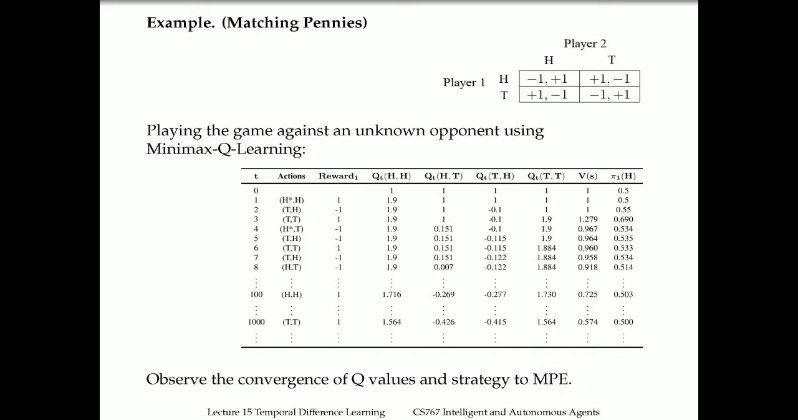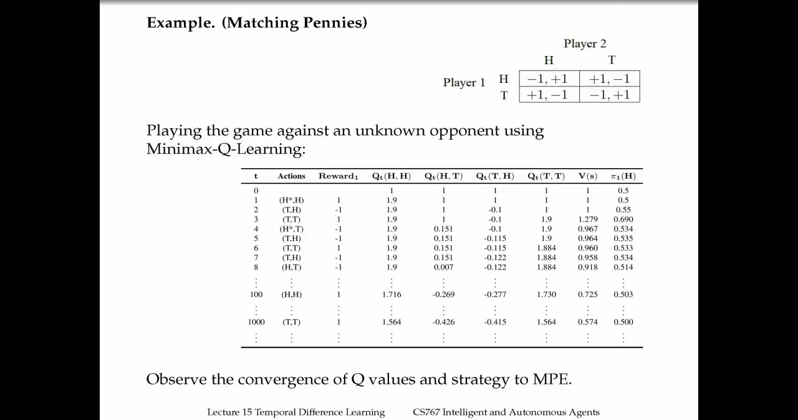Right. And you can see also that, because we're looking at just a repeated game, there's no change in the state. So when we represent the Q value, we don't need to actually represent the state. We just have the two actions by the players. So the actions could be either HH, HT, TH, or TT. And the Q value table is updated with every step in this way.